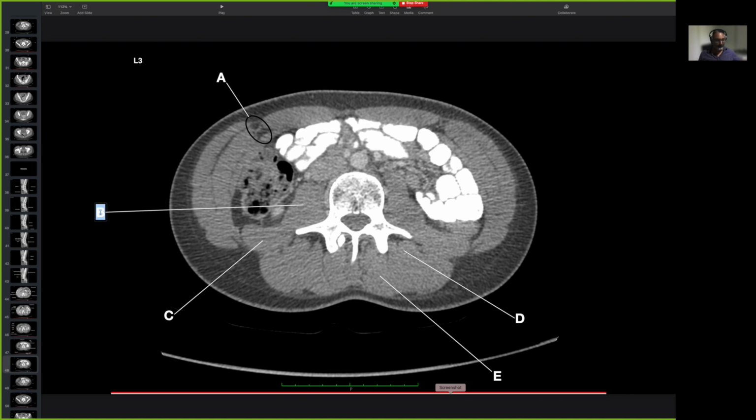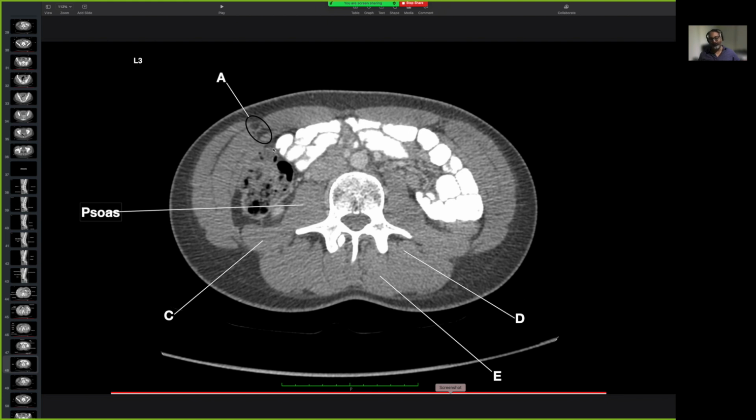B is psoas, correct. A is all of those three. It's a line. Let's just say it's a line. If that's the linea alba, what is this one?